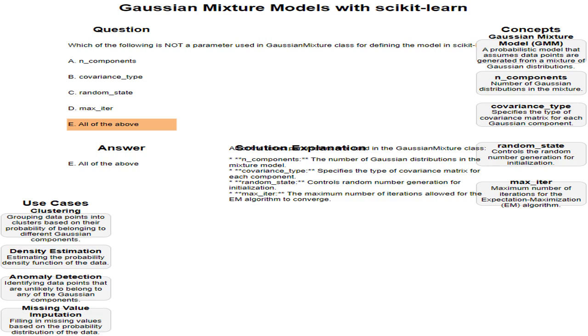GMM can estimate the probability density function of the data. This allows you to analyze the data distribution and understand the underlying structure. For example, you can use GMM to estimate the distribution of heights of people in a population.